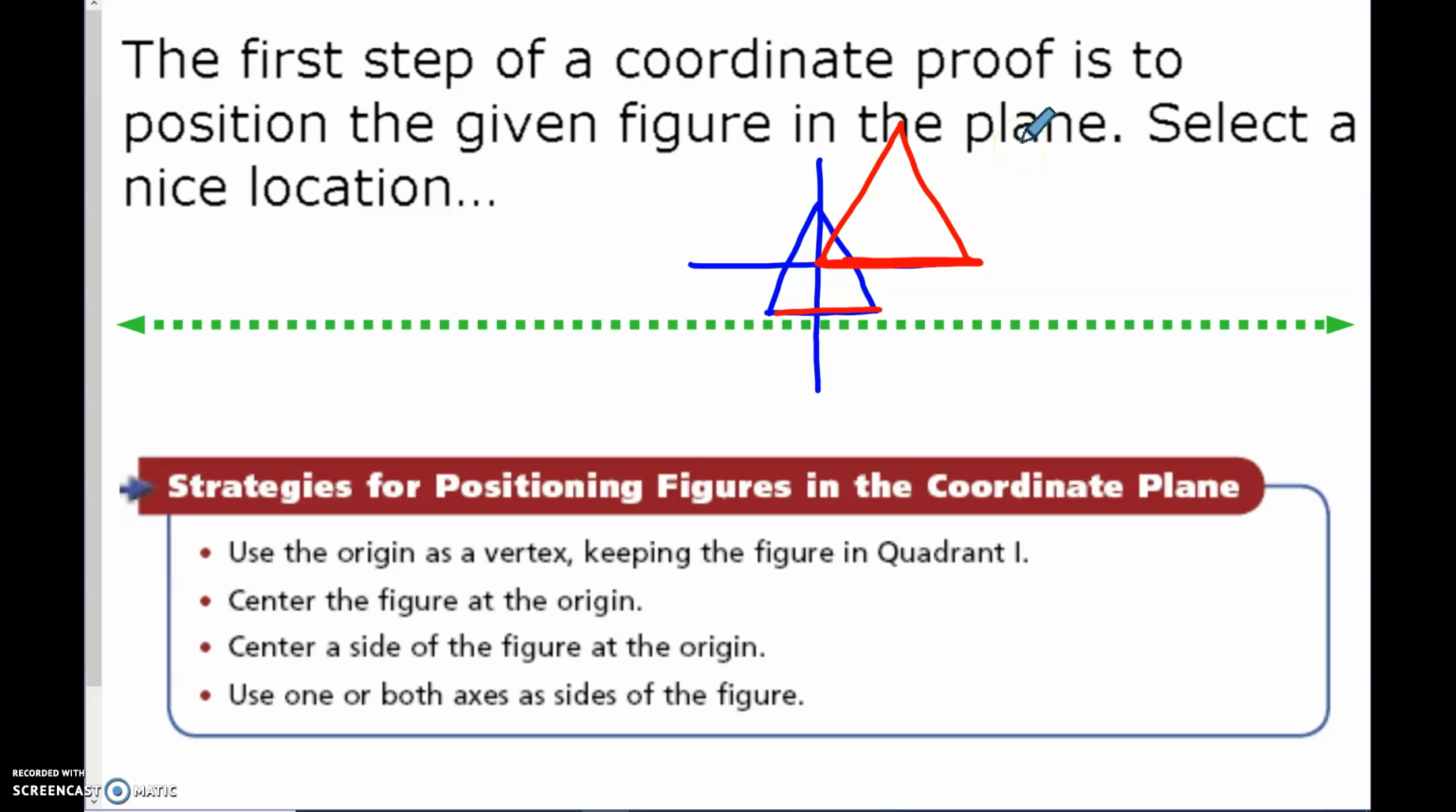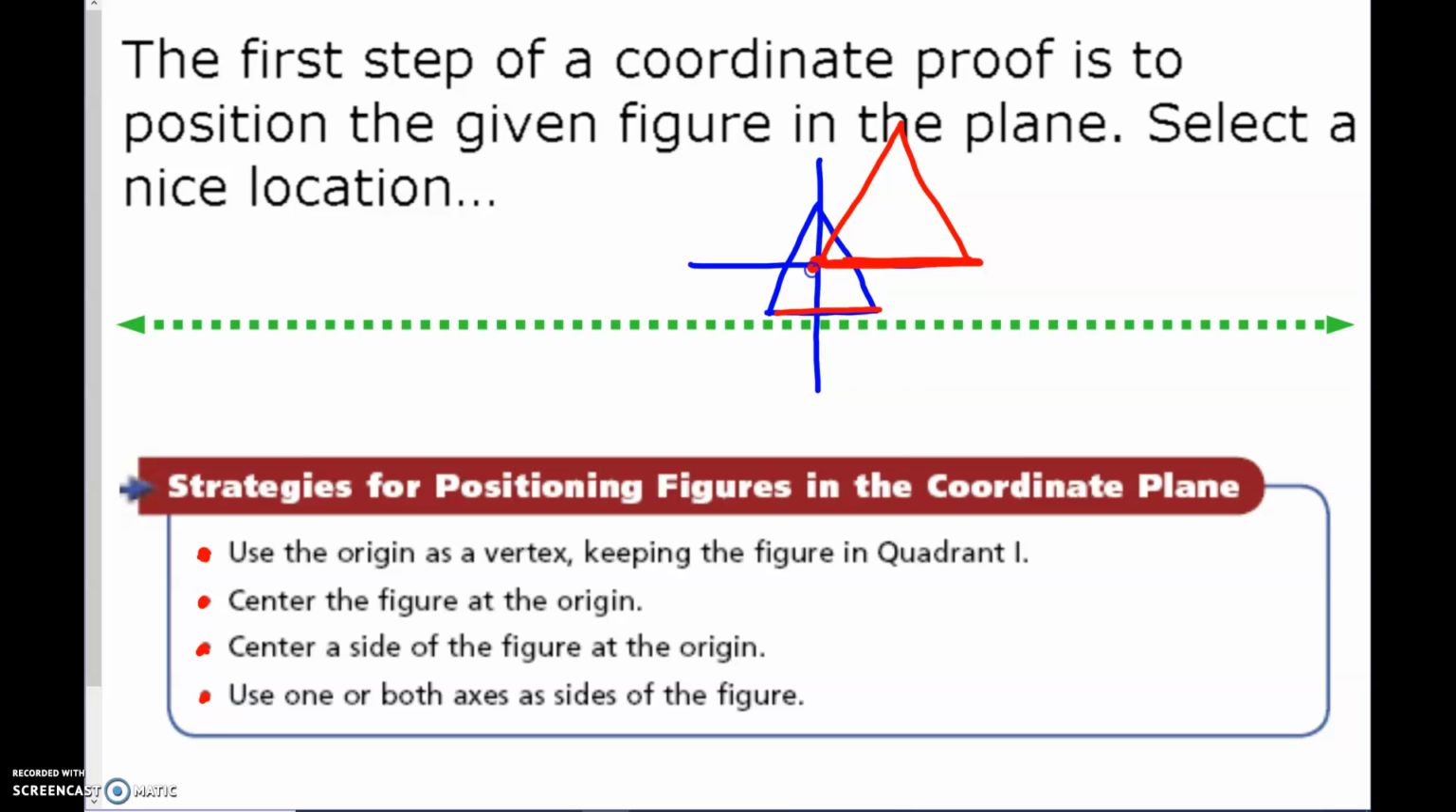So all of your numbers are positive. You might want to stop this video and write these 4 bullet points down for strategies for positioning figures in your coordinate plane. The first one is kind of what I demonstrated here: using the origin as a vertex and keeping the figure in quadrant 1. So centering it at the origin, using a side of the figure at the origin, and using one or both axes.